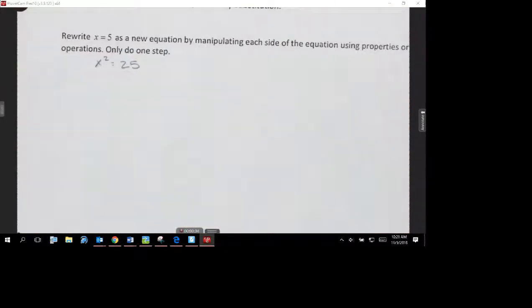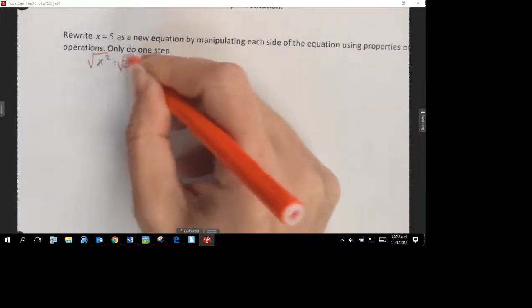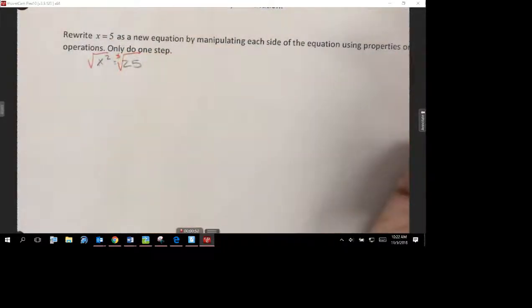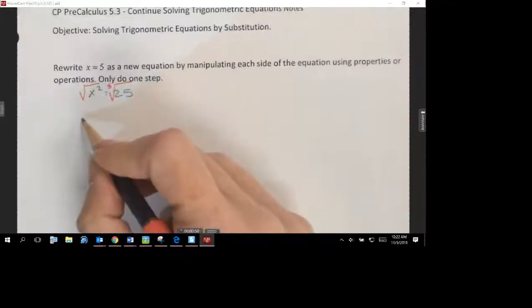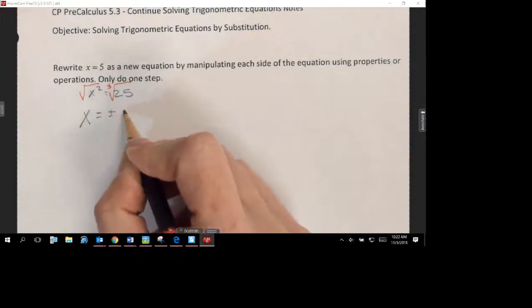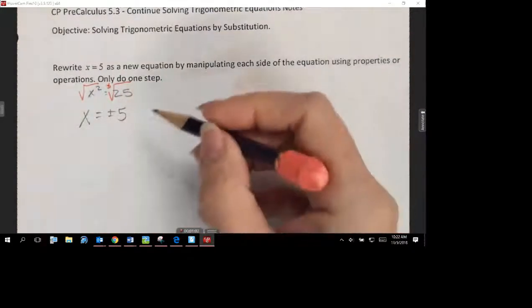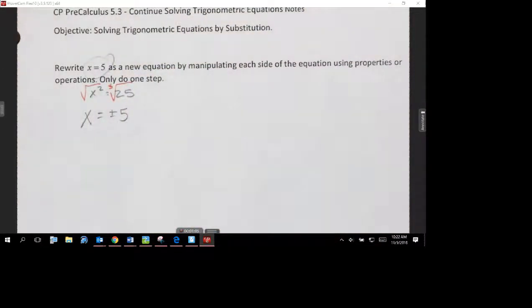What would we do to solve this? Can you write on your paper yes or no? Okay. If we were to square root both sides, you would have to assume plus or minus. So I would get x equals plus or minus 5. Is that the exact same thing as x equals 5? No.